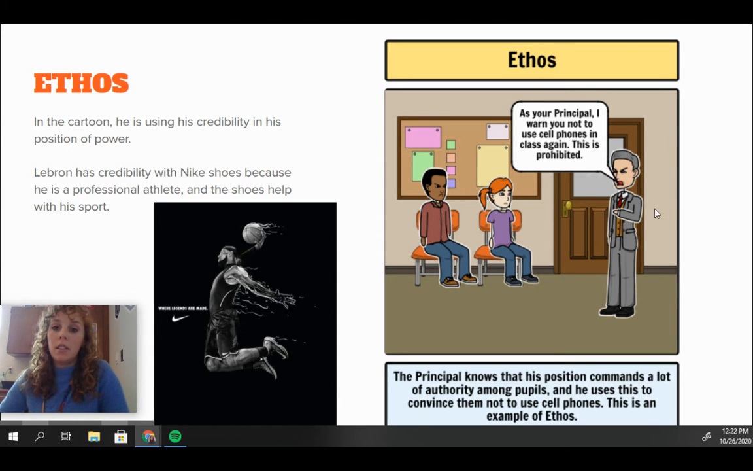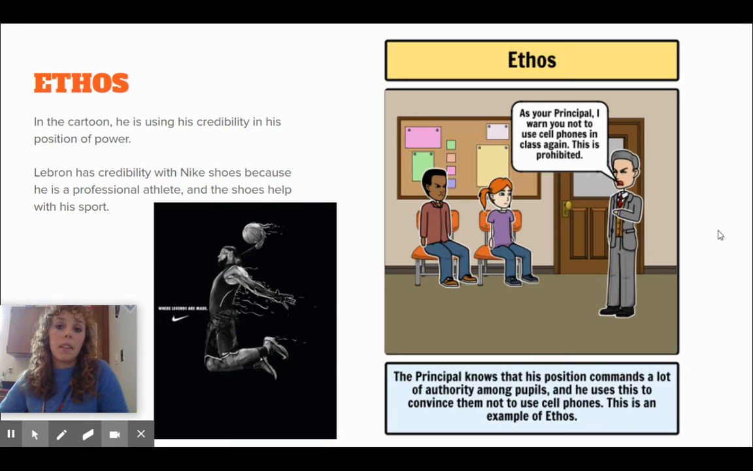And over here in this little cell phone graphic is the principal saying, as your principal, I warn you not to use cell phones in this class. Again, this is prohibited. This shows that the principal is the person who, out of anybody, could tell you that you're not allowed to do something. So he automatically has credibility to tell students not to use their phones.